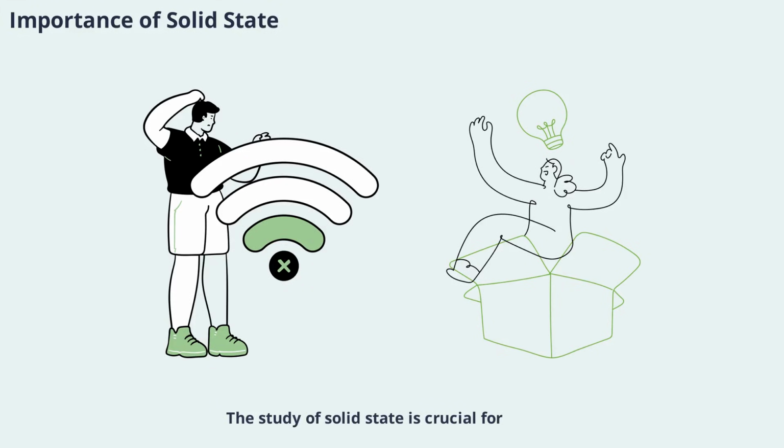Study of the solid state is crucial for understanding the materials that make up our world. From the metals in our cars to the semiconductors in our phones, solid-state chemistry explains why materials behave the way they do. This knowledge is the foundation for advances in technology, engineering, and even medicine. By mastering these concepts, we can innovate and create better materials for the future.